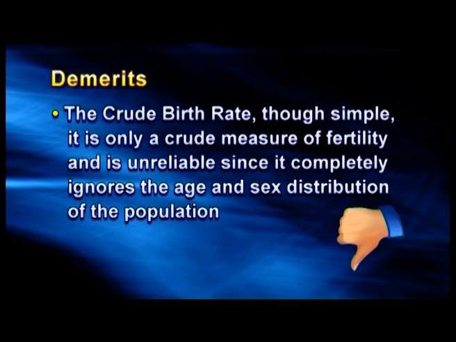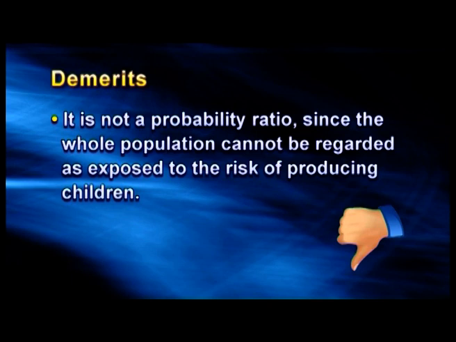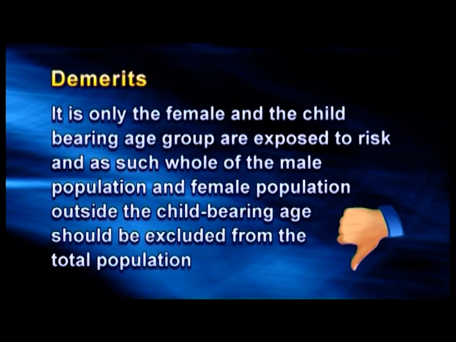Following are the demerits. The crude birth rate, though simple, is only a crude measure of fertility and is unreliable since it completely ignores the age and sex distribution of the population. Crude birth rate is not a probability ratio since the whole population cannot be regarded as exposed to the risk of producing children. It is only the female and the childbearing age group that are exposed to risk, and the whole of the male population and female population outside the childbearing age should be excluded from the total population.